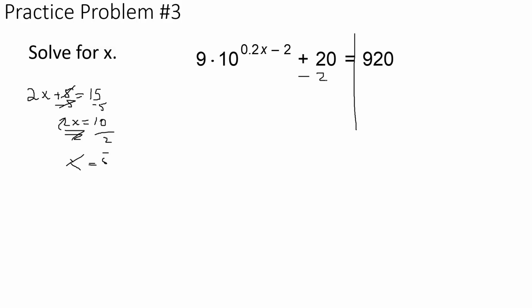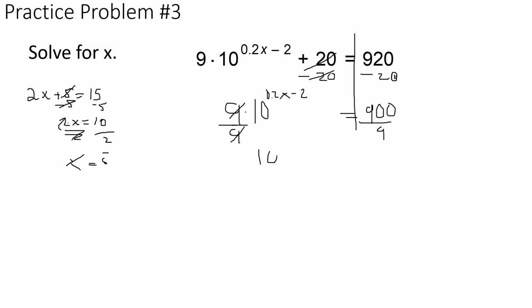Okay, these 20s subtract. We're left with 9 times 10 to the 0.2x minus 2 power is equal to 920 minus 20, which is 900. Now, this 9 is multiplying times the 10, just like this 2 was multiplying times the x. So whenever they're multiplying, we divide. So in this case, I divide by 9 on both sides. The 9's divide out. I'm left with 10 to the 0.2x minus 2 power is equal to 100.